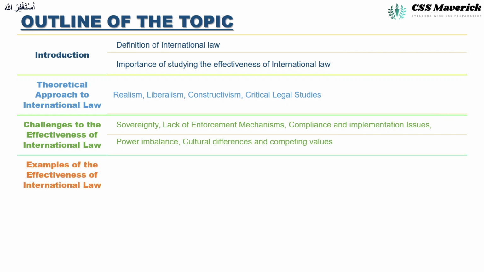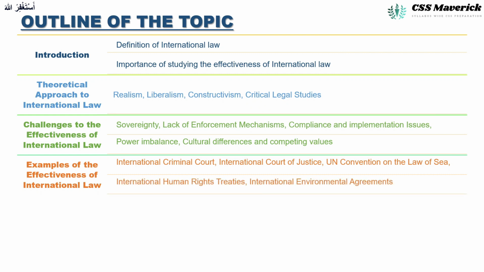Now stepping ahead, I will give some examples of effectiveness of international law, which includes International Criminal Court, International Court of Justice, UN Convention on the Law of the Seas, International Human Rights Treaties, and International Environmental Agreements.